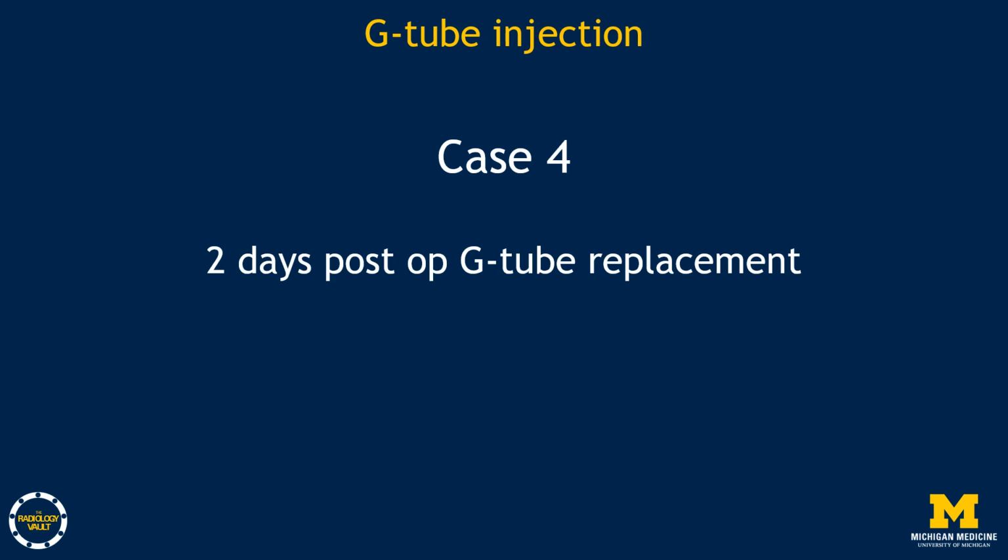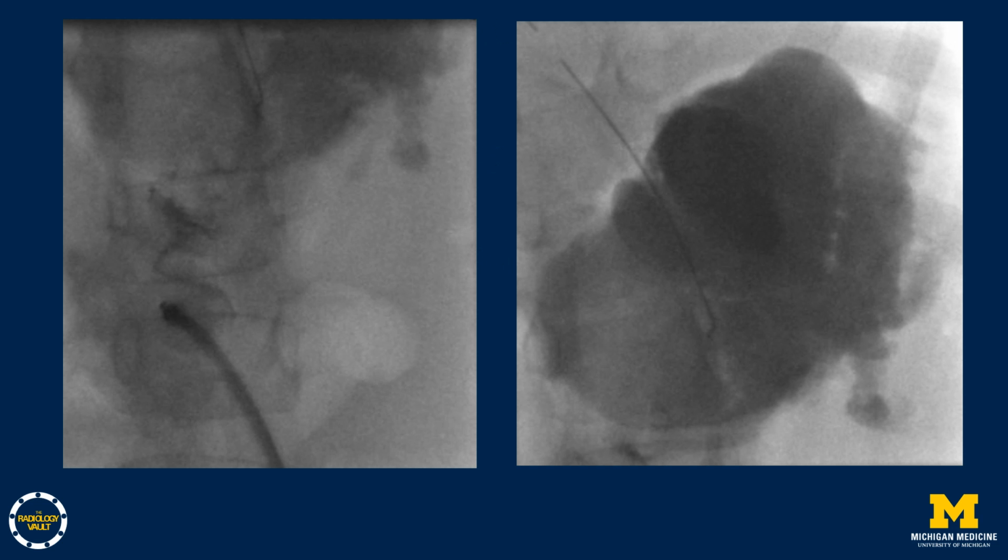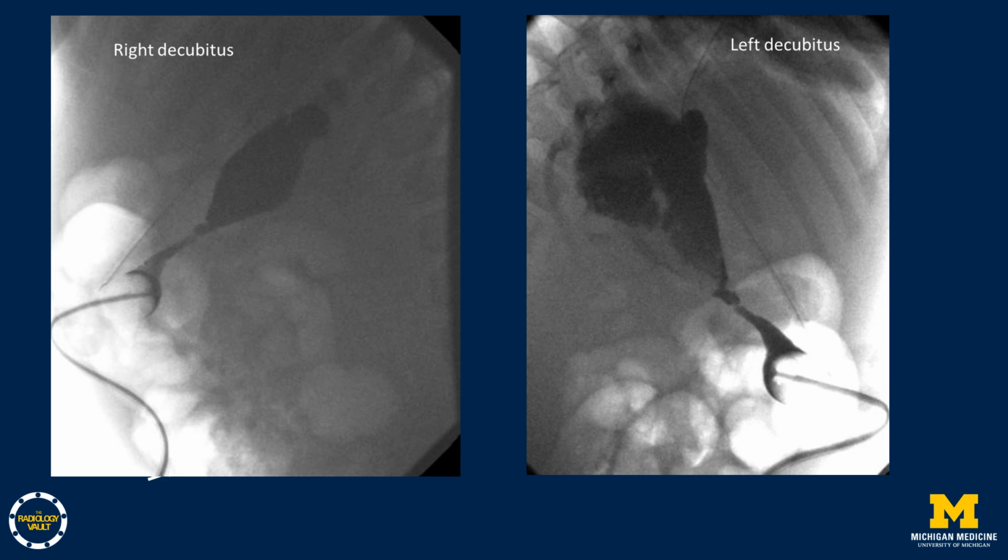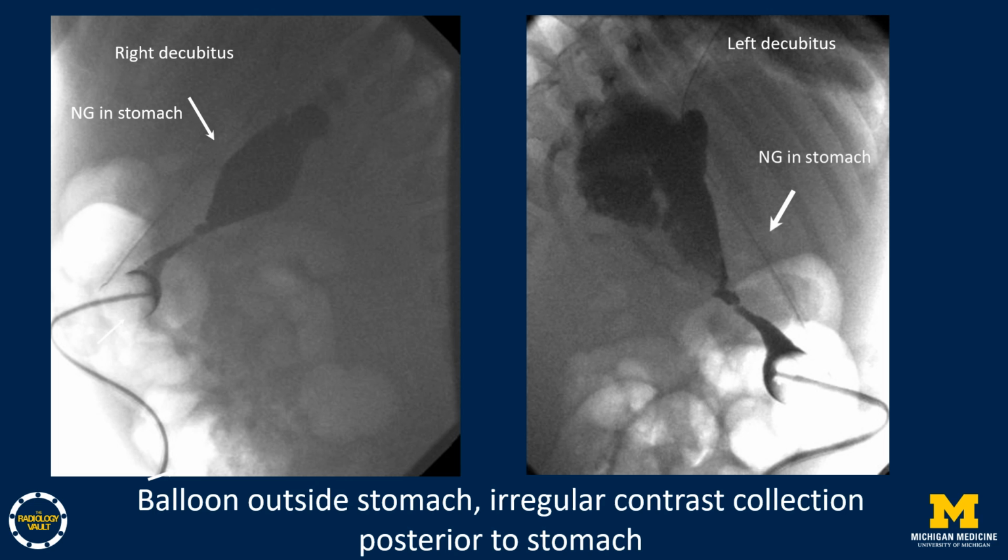This injection was 2 days after G-tube replacement. We see irregular shaped contrast in the left upper quadrant superimposed on the gastric drainage tube. It's not clear where the retention balloon is located. On decubitus views, the gastric drainage tube appears in the stomach. The contrast collection extends more posterior than the expected location of the stomach.